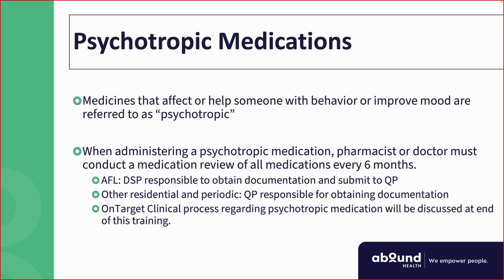Hello, everyone. So we'll talk about psychotropic medications. Psychotropic medications are medicines that affect or help someone with behavior or improve mood. They're referred to as psychotropic. When administering a psychotropic medication, a pharmacist or doctor must conduct a medication review of all medications every 6 months.